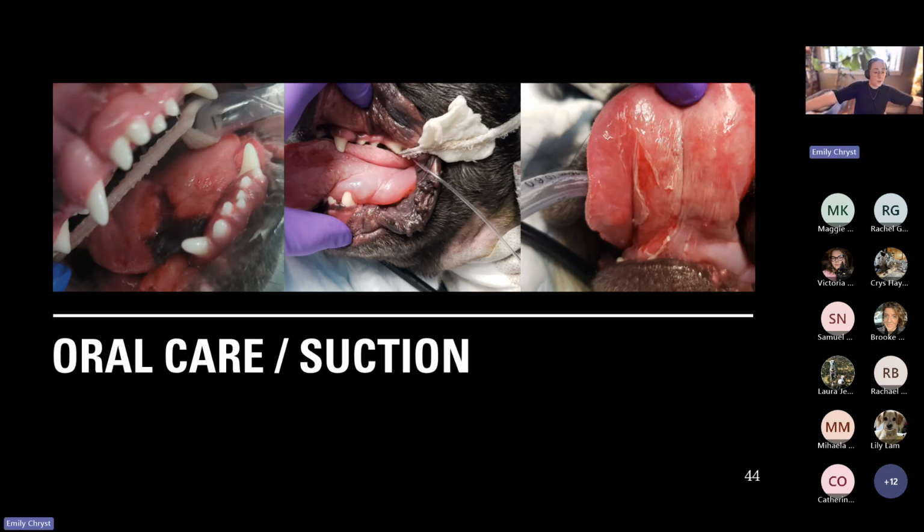So moving on to oral care. So kind of up from the airways into the mouth. Oral care is another hugely important aspect of our nursing care. And I have 3 pictures of what can happen in the mouth as a result of ventilation. The first is necrosis of the tip of the tongue.